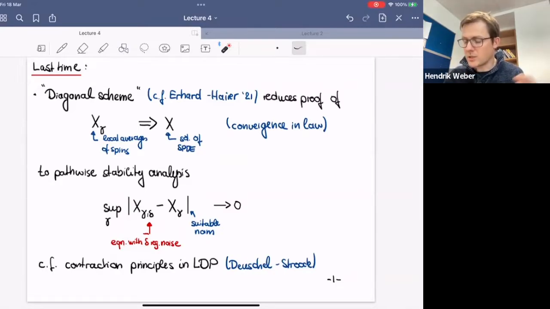I just wanted to repeat this parallel to something that many of you may know. At least, that's where I learned about this first: in contraction principles and in the proof of large deviations. And this is, for example, developed very nicely in the second chapter of Deuschel and Stroock's book.